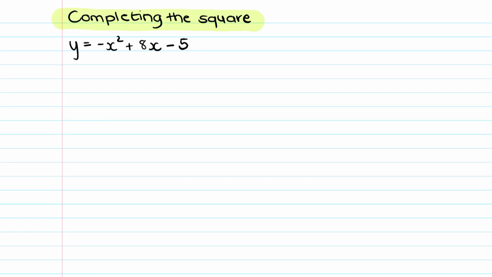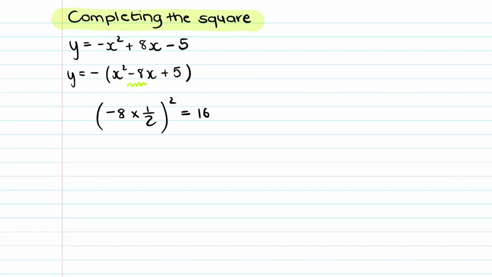All right, so the first thing that we want to do here is take out our negative. Okay, so how would we do that? You would have y is equal to negative bracket x squared minus 8x plus 5. Now we can carry on with completing the square. The first thing I want to do is take the coefficient of x, which is negative 8, multiply that by half and square that whole bracket to get my completing the square value. And that will give me 16.